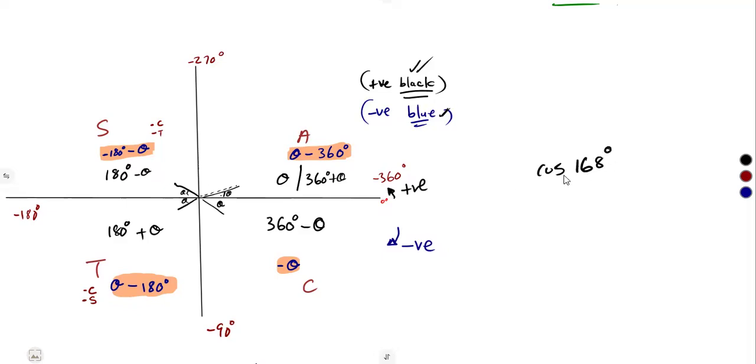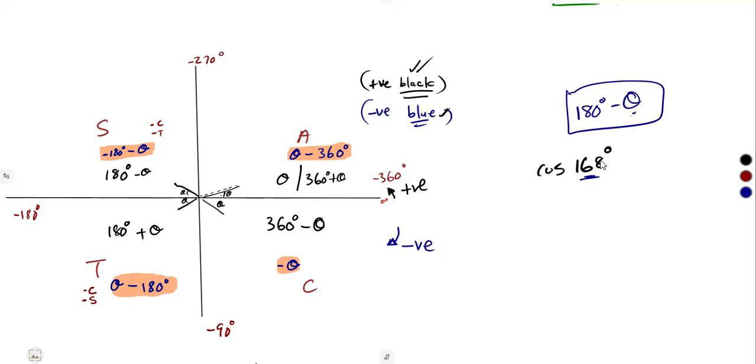We have cos of 168 degrees. In which quadrant? 168 is more than 90 and less than 180, so it is in the second quadrant. Remember, we're talking about positive angles going this way. In the second quadrant, the angles are written as 180 degrees minus theta. So you must use the reduction now to reduce this one to the acute angle.